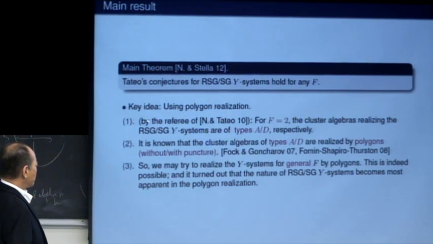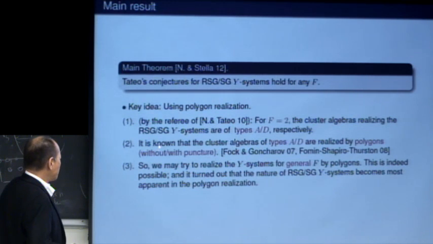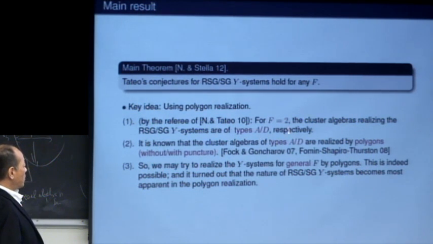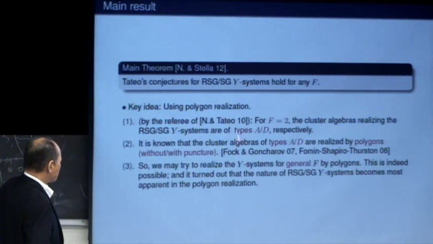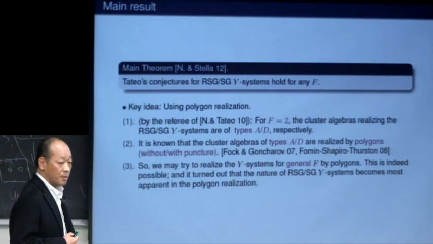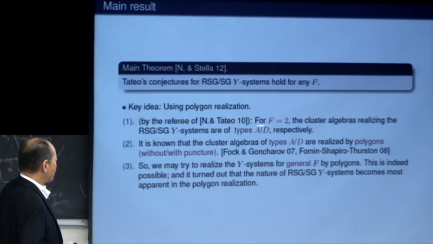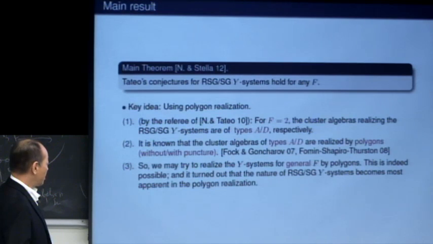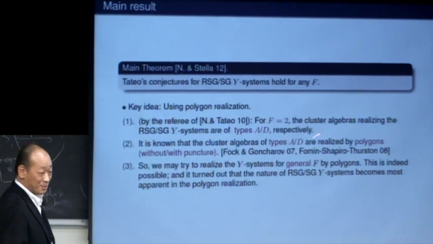I mentioned that the referee of our paper pointed out that we use the cluster algebra method, but we didn't recognize that the cluster algebra there is actually of type A and D. On the other hand, it is known that cluster algebras of type A and D are realized by polygons, without punctures for type A and with a puncture for type D, by Fomin, Shapiro, and so on. Of course, I knew these two things, but I never combined them. But it is important to combine these two pieces of information.